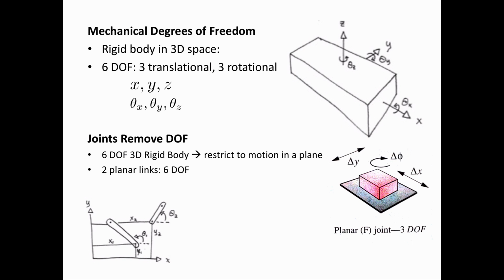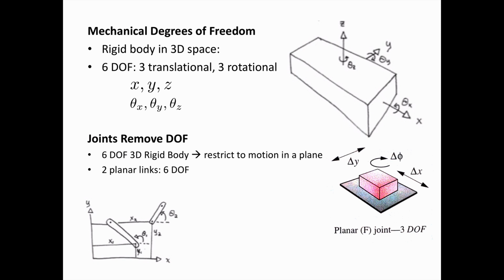Here I have sketched out 2 node links, and each of these, if they are in a plane, have 3 degrees of freedom. We can describe their position uniquely using 3 quantities. So link 1, we have x1 and y1 and theta1 that completely describes its position. And then with link 2, we have x2 and y2 and theta2 completely describing its position.